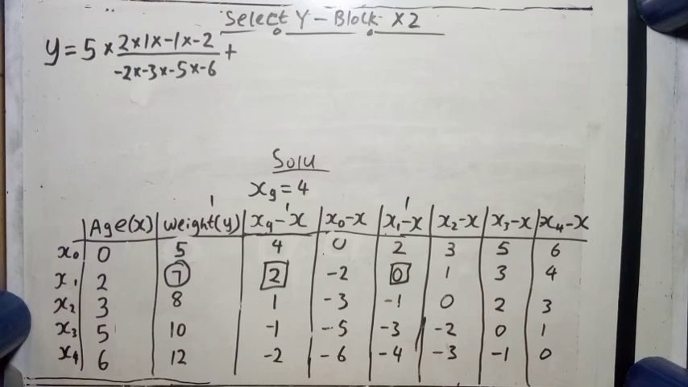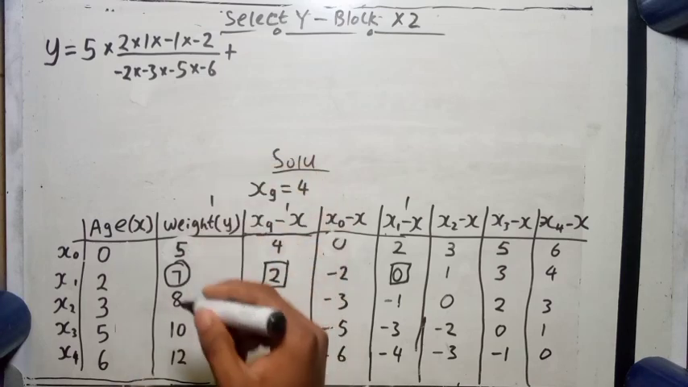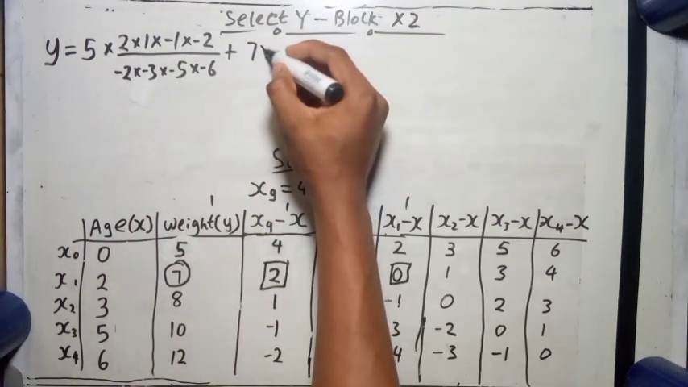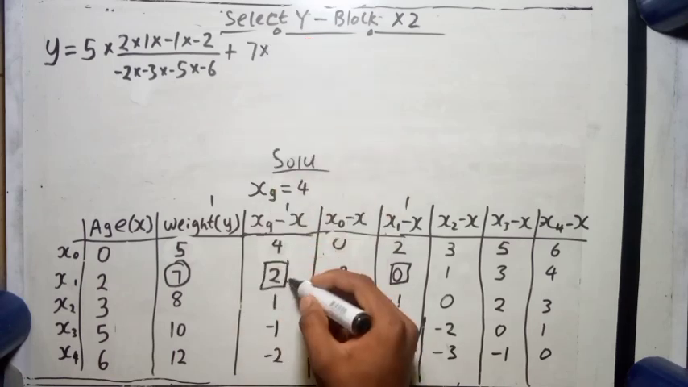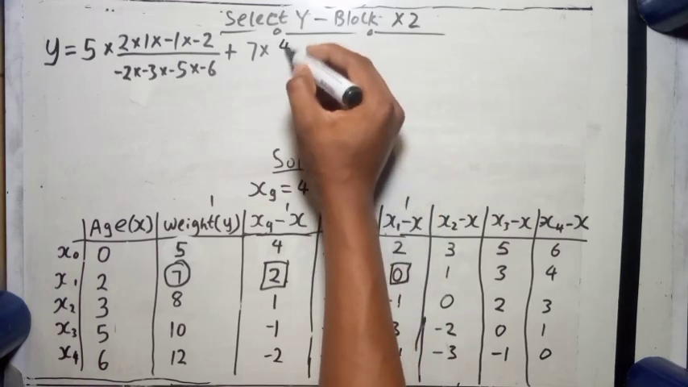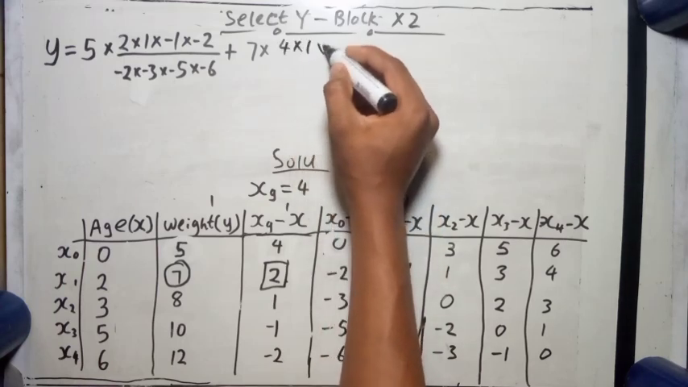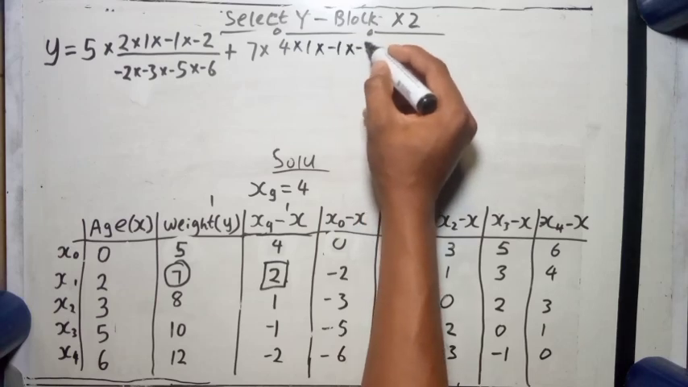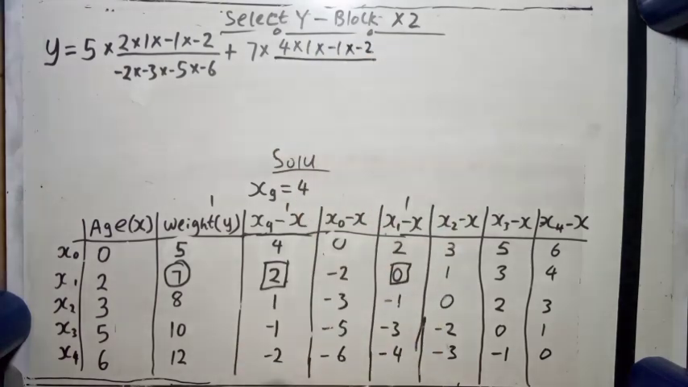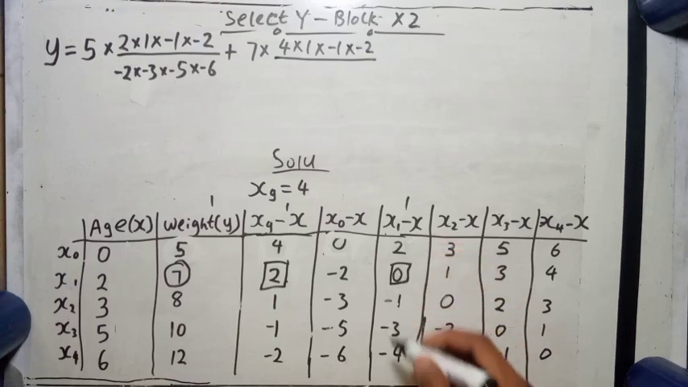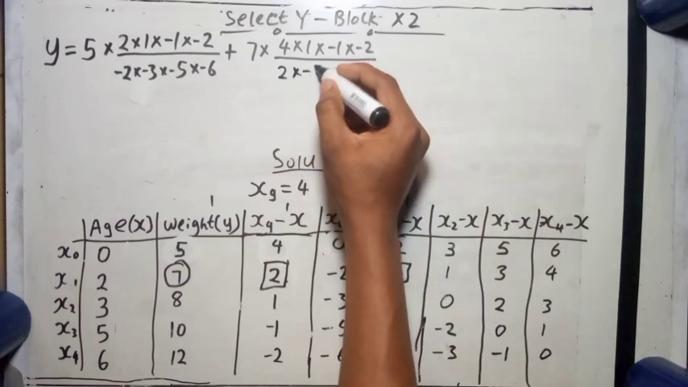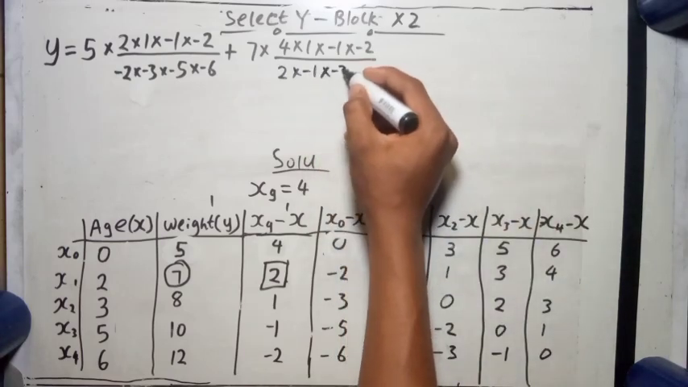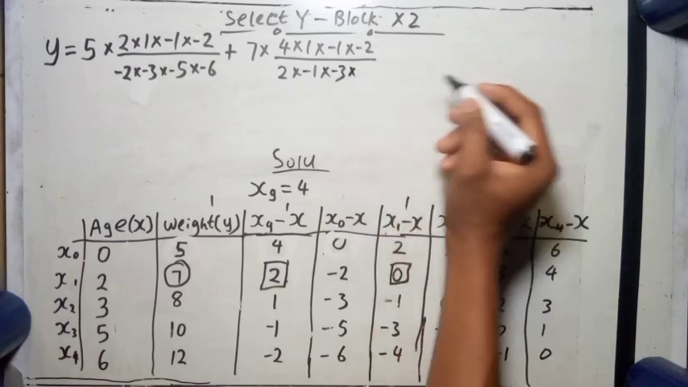Now we then impute, we then move over to our formula and say 7 times, we are blocking this, so we are going to be multiplying the rest, leaving this one, which is 4 times 1 times minus 1 times minus 2 over, come over here, we are blocking this, but the rest will multiply them. So we have 2 times minus 1 times minus 3 times minus 4.